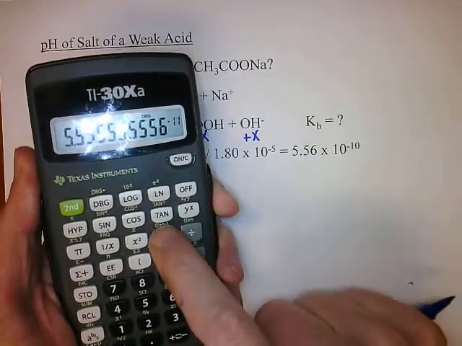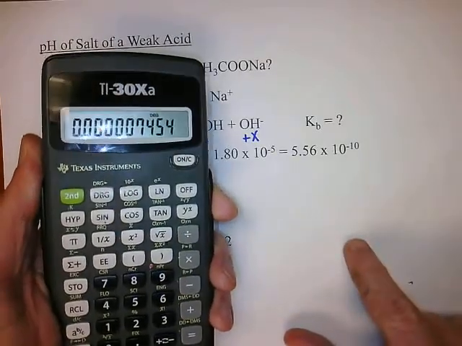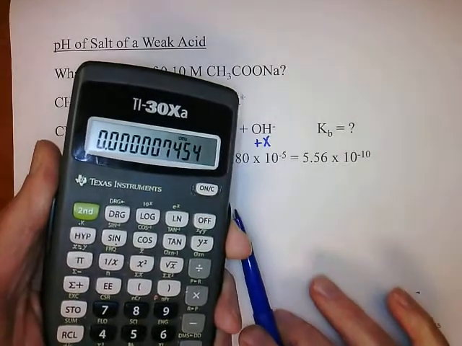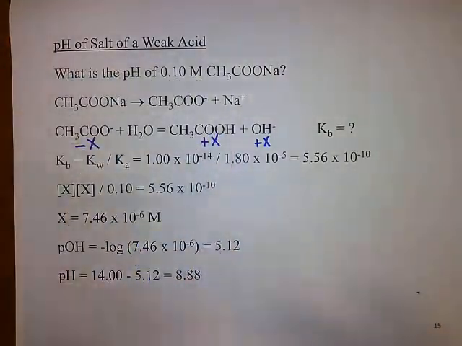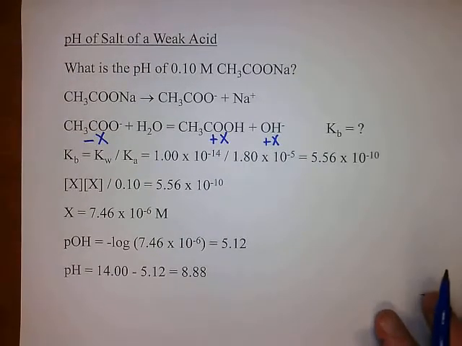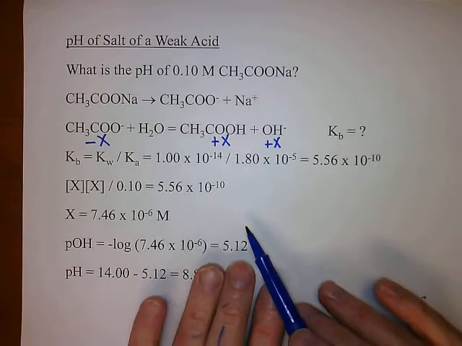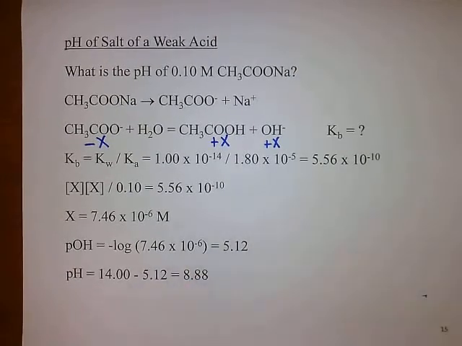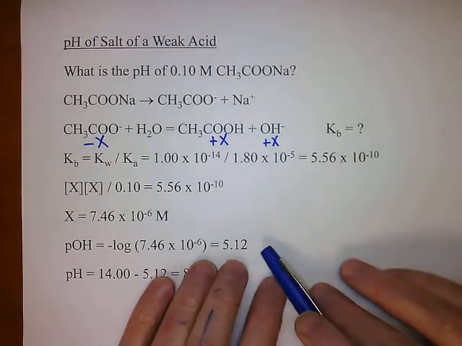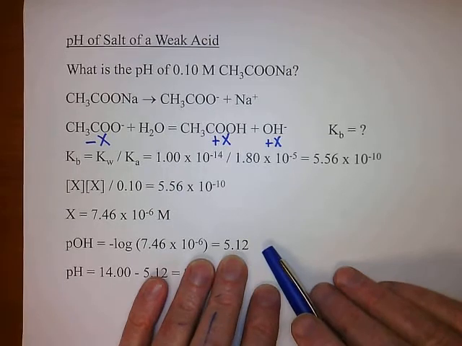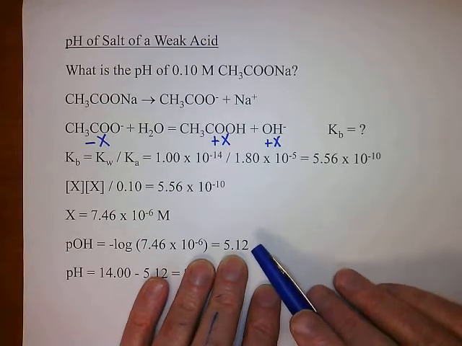Okay, take the square root, and you get what? 7.46. I rounded it up. 7.46 times 10 to the minus sixth. Take the negative log of that, you get 5.112. But again, this is not the answer, because again we're doing a base problem.